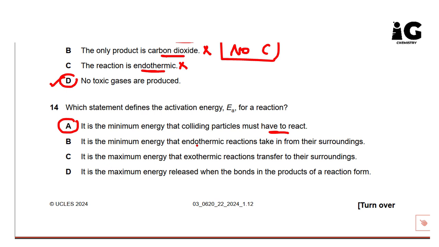B says this is a minimum energy that endothermic reactions take. Actually, activation energy is needed for all reactions, not only for endothermic. It's not specific for endothermic reactions only. In C and D, here we have a maximum energy, and here it's a maximum energy. So activation energy can't be maximum energy. Activation energy is the minimum energy for the particles to start the reaction or to react. So it can't be maximum energy. So never start your definition for EA or activation energy by saying maximum energy. Okay, so the correct answer here is A.